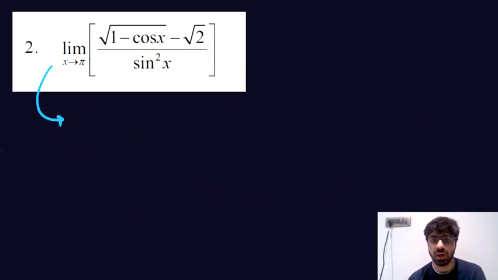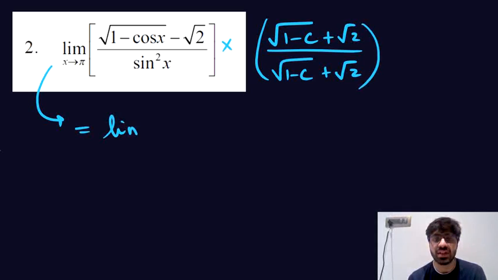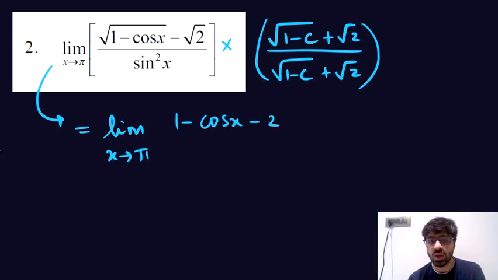Moving on with the second one. There's a root here, so you can simply rationalize this by multiplying it with root over 1 minus cos x plus root 2 divided by root over 1 minus cos x plus root 2. So when that happens, the value becomes limit of x tends to pi. The numerator is a square minus b square, that is 1 minus cos x minus root 2 square, which is 2 only. So 1 minus 2 will become equal to minus 1.